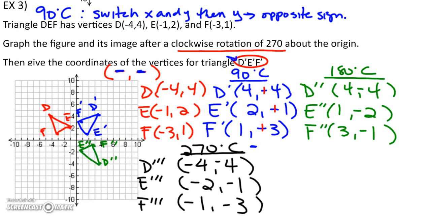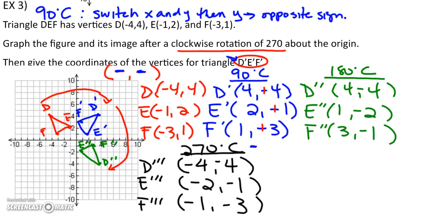Pay attention to where the points land. When I started with my red triangle, even just looking at D, when it was rotated, it went from here to here, landing on the side. So when I look at D prime and rotate it another 90 degrees, it goes from here to being on the bottom. So you should know that your final rotation, D triple prime, should probably be somewhere facing this side.